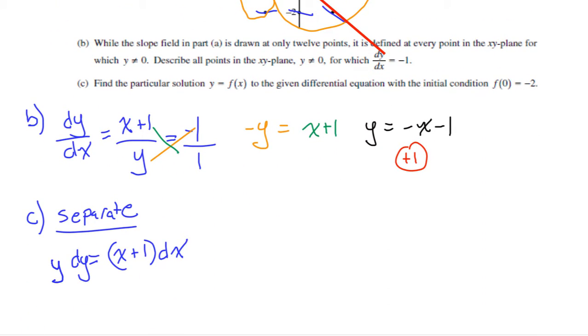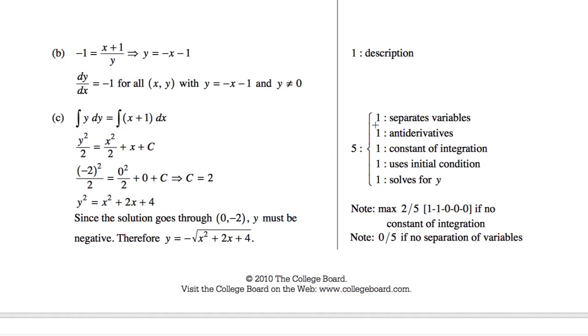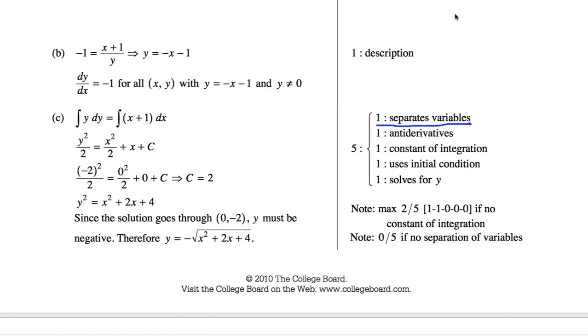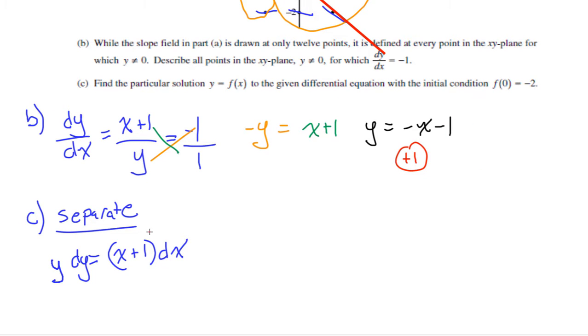Right there, right away, we get 1 point. Separation of variables. So that, I don't keep alt tabbing. That already gives us +1, just right there. And then we're going on to integrate.